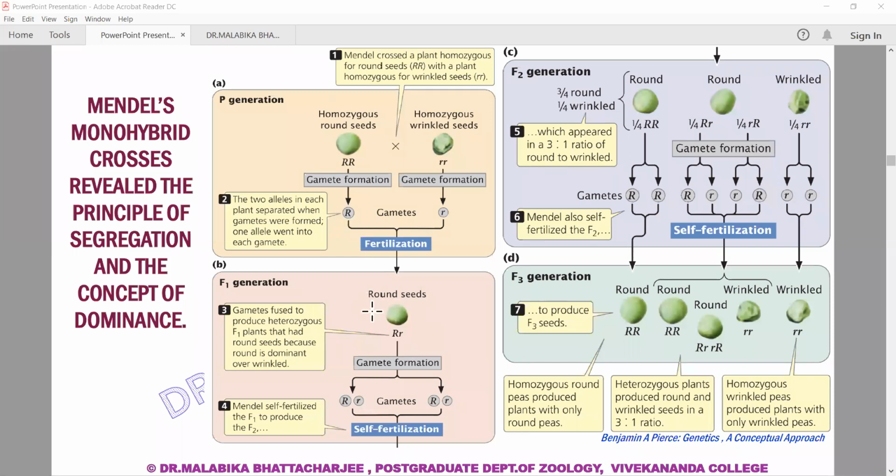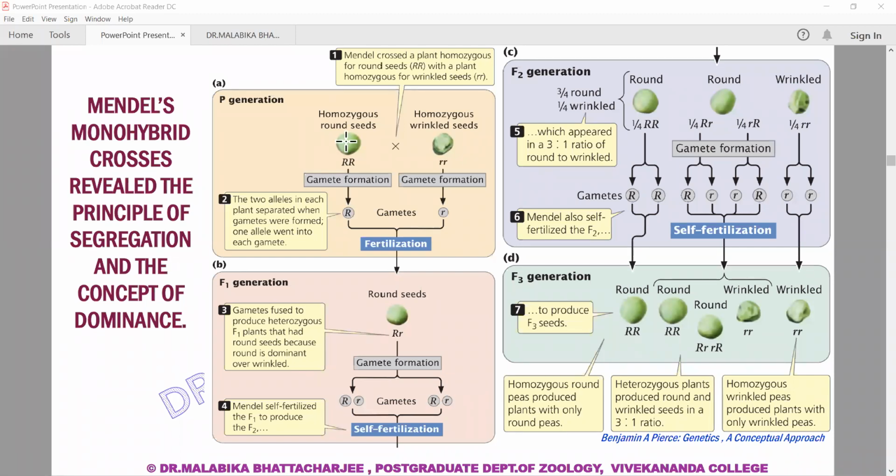So as you can see, if this is the heterozygous plant having round seeds, the two characters in consideration were the round seed and the wrinkled seed. Phenotypically they are different. But when we look into the heterozygous seed, we are seeing that the character is that of this parent only.